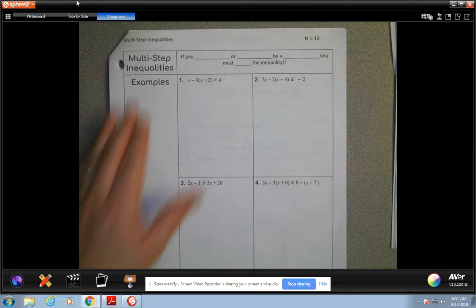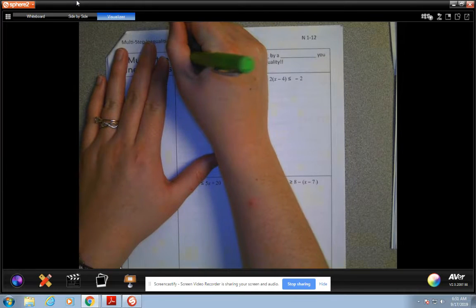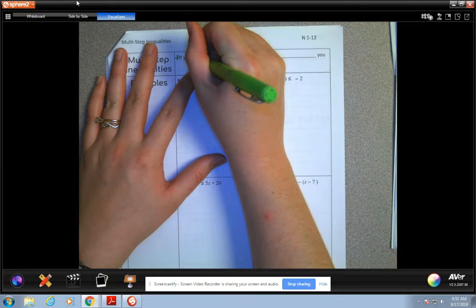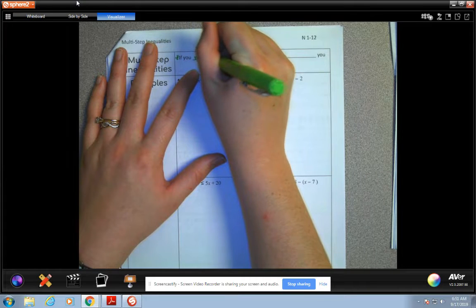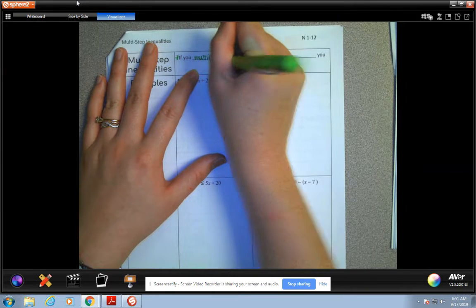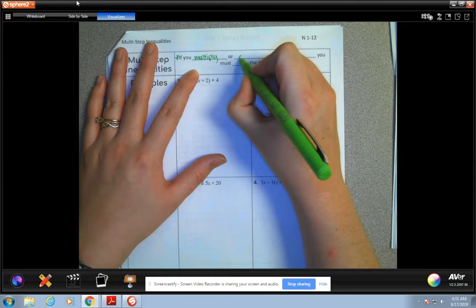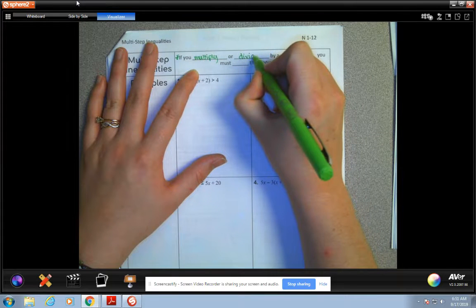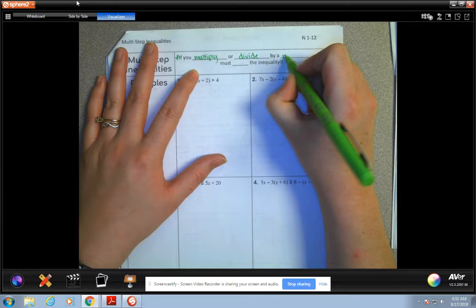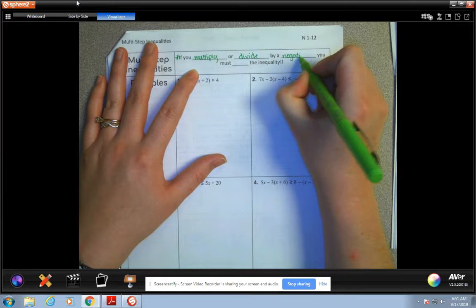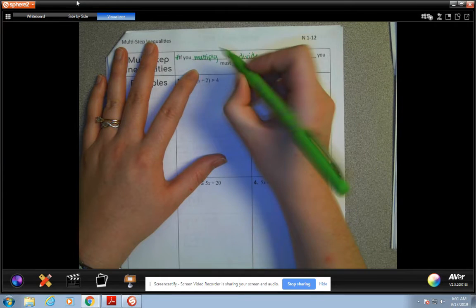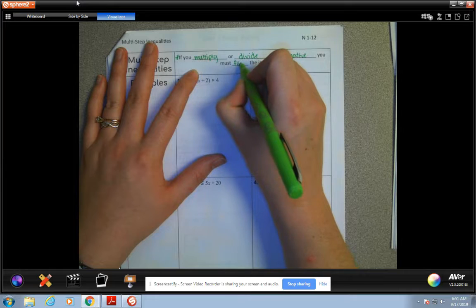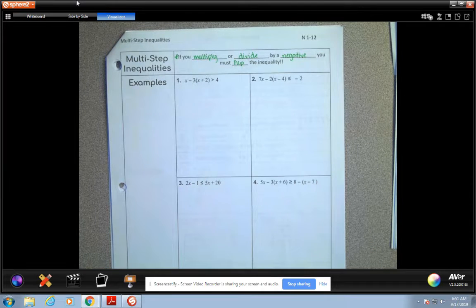We just want to keep in mind, this is super important right here, if you multiply or divide by a negative number, you must flip the little inequality symbol. So the little arrow, you're going to flip it. All right, so let's just jump right in.